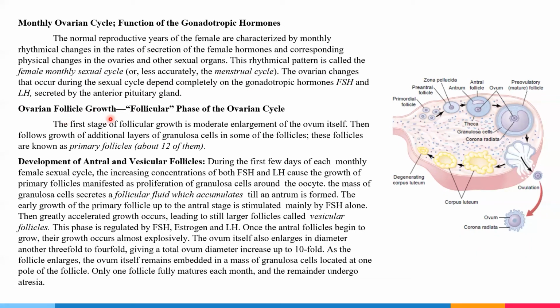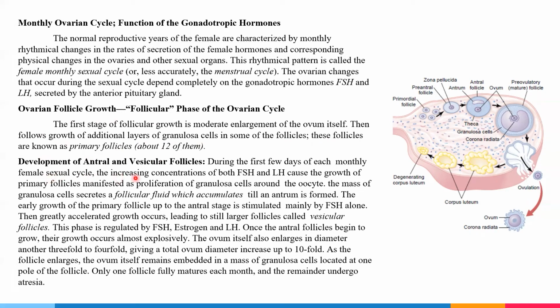Ovarian follicle growth, follicular phase of the ovarian cycle. The first stage of follicular growth is moderate enlargement of the follicle itself. Then follows growth of additional layers of granulosa cells in some of the follicles. These follicles are known as primary follicles, of which there are about 12.